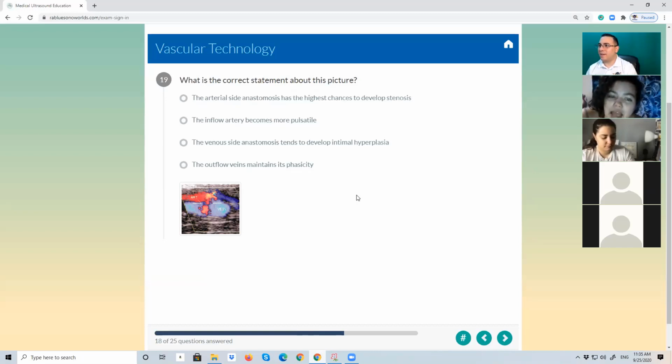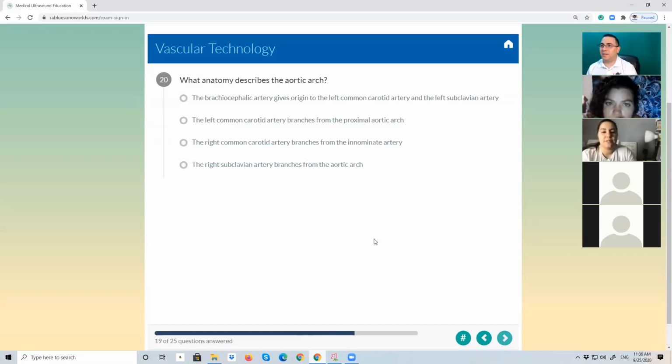Say that again. So I'm going to say then the fistula, the venous side, is the one that gets the anastomosis problem. Yeah, the venous anastomosis is the one that is going to be affected the most. Intimal hyperplasia is what we call the universal response of vessels to damage. Because the pressure on the arterial side is so high, and veins are not designed to hold this pressure for a long time, they are affected over time. So the venous side anastomosis tends to develop intimal hyperplasia. That's the answer. Yeah, very good. Nice. All right, let's go to the next one.